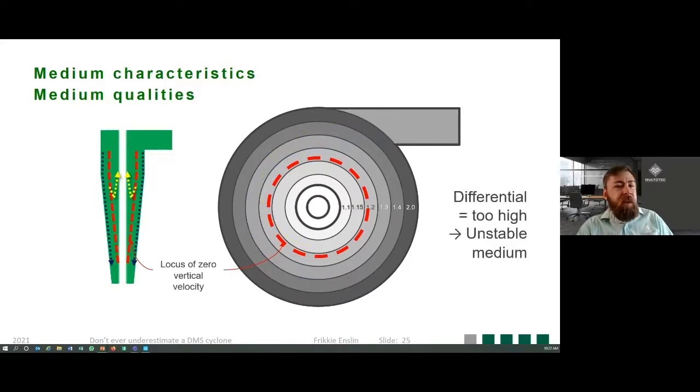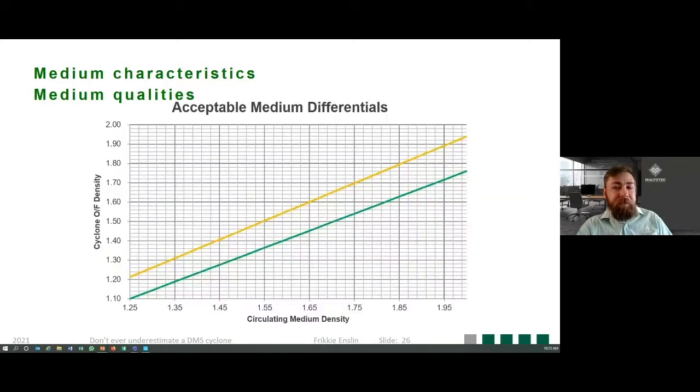So what happens if our differential is too high or our medium is unstable? This means that you will get classification of your medium. And as you can see, the numbers of the density bands change now. The effect will not be so much on your discard, for example, in coal, but look at what happens to a coal particle. Instead of reporting to your overflow, it will now report to your underflow. And there goes your profit. Goodbye.